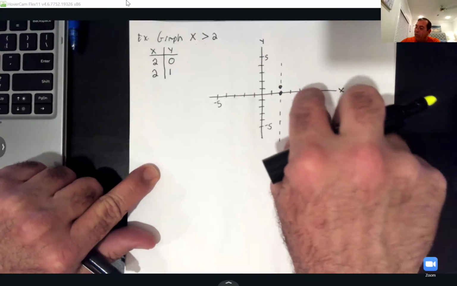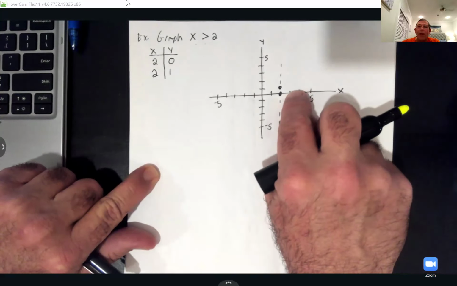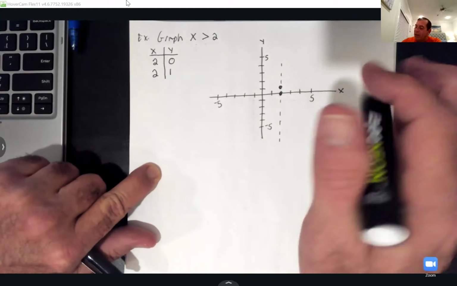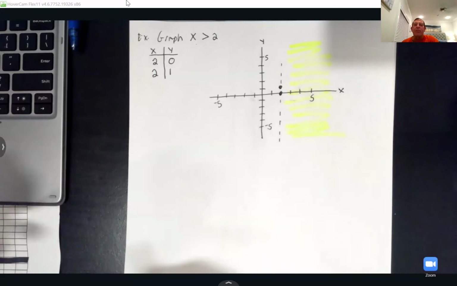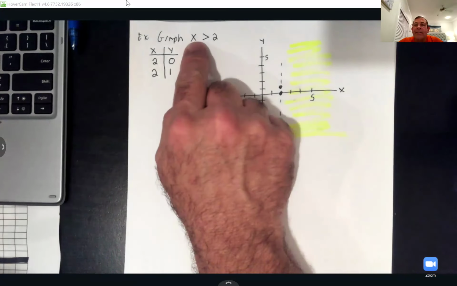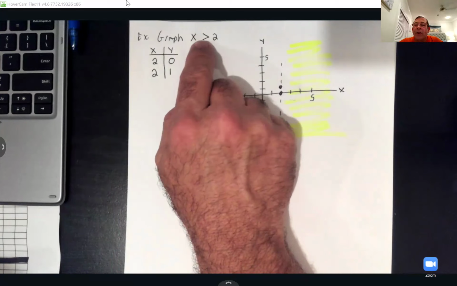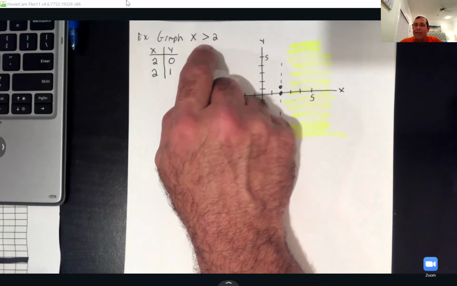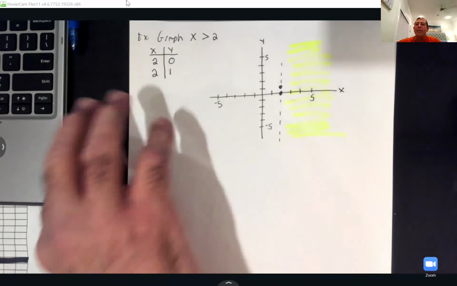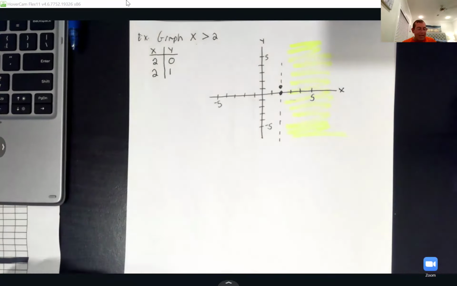5 greater than 2. 4 greater than 2. 3 greater than 2. All these x values are greater than 2. And y'all, I'll tell you a trick. If you got x less than or greater than a number, it points the way you shade. You see how that's pointing to the right? So that's telling me to shade the right side of that line, okay?